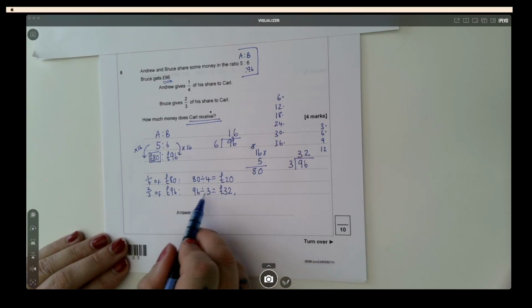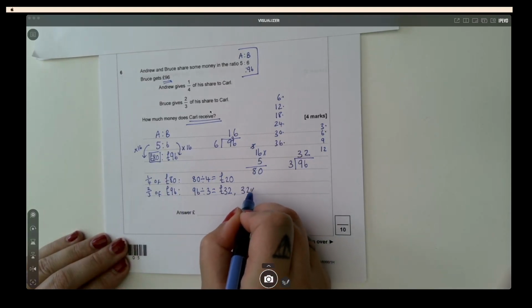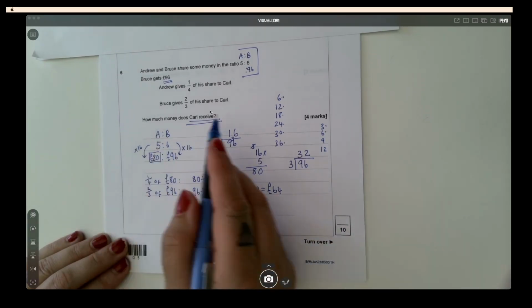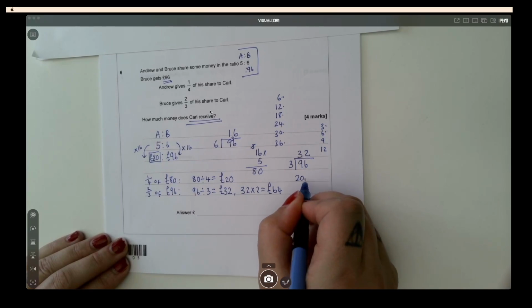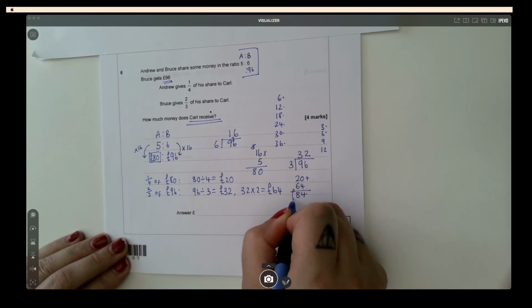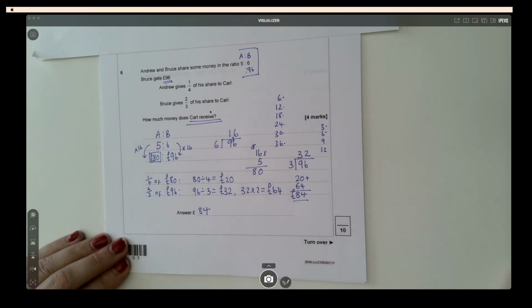However, that's 1/3. We need to now multiply by that 2 to get 2/3. So 32 multiplied by 2 is 64. So Carl gets 20 plus £64. 4, 8. So he gets a total of £84.